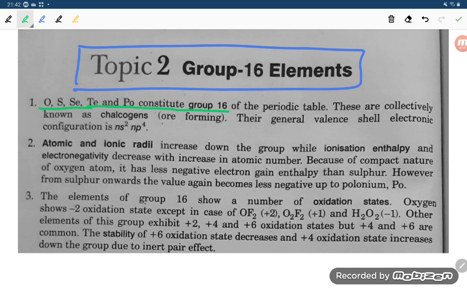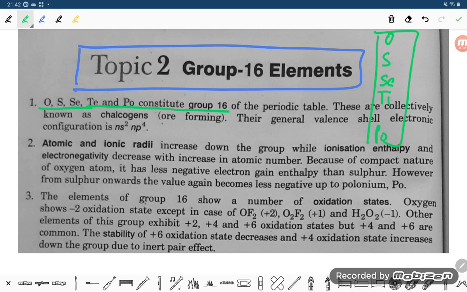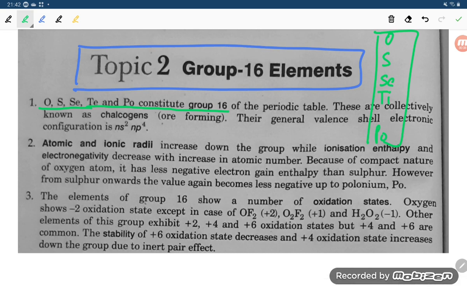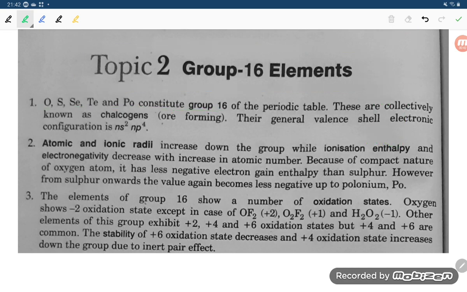So how can you memorize them, student? "Old styles say typo." This is how you can memorize: O for old, S for styles, Se for say, Te for typo, P for polonium. Old styles say typo: oxygen, sulfur, selenium, tellurium, and polonium. These are collectively known as the chalcogens, the ore forming elements. Group 16 elements are known as chalcogens.